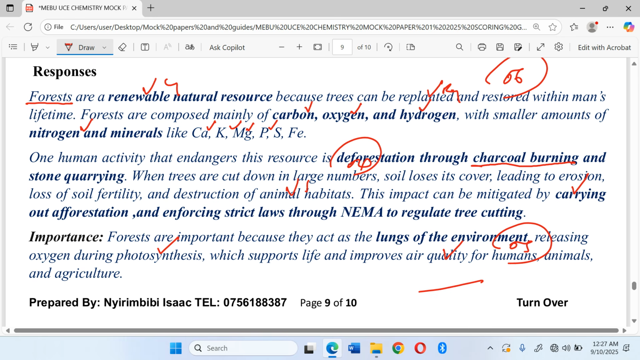We say this one is out of 15. This is out of 15. So when you get a 6 and you add a 4 and you add a 5, you'll be able to get a what? A 15.